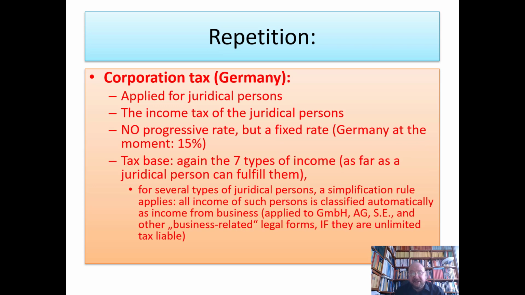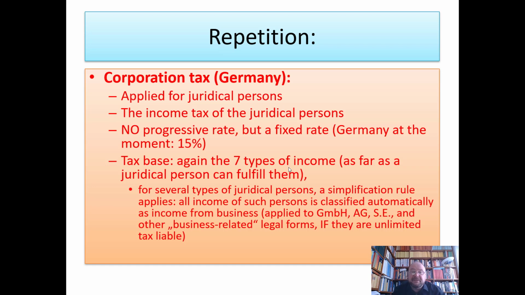Corporation tax, on the other hand, was applied for juridical persons mostly or only. There is usually not a progressive rate because that could be easily avoided by clever tax planning, so it makes no sense. So we usually have a flat rate, one single proportional rate, in Germany at the moment 15%. And the tax base is again all the income usually.